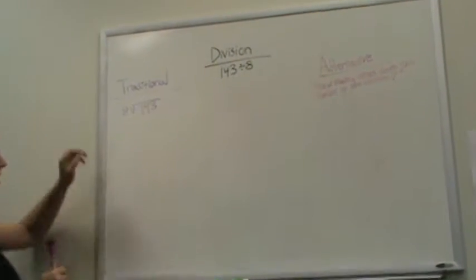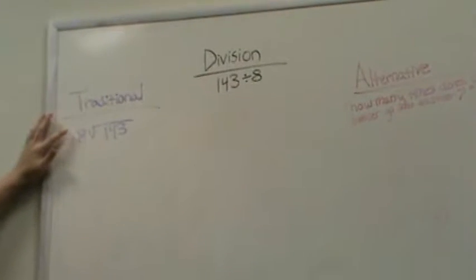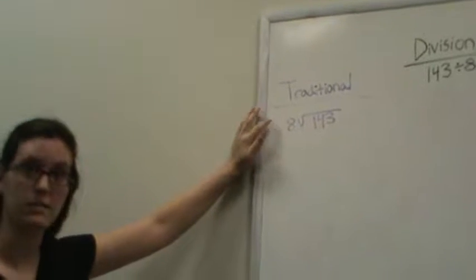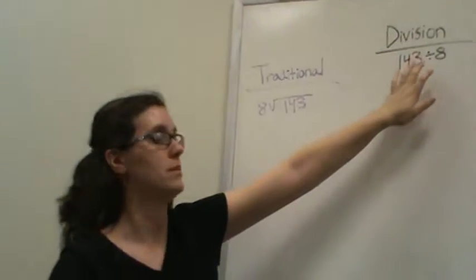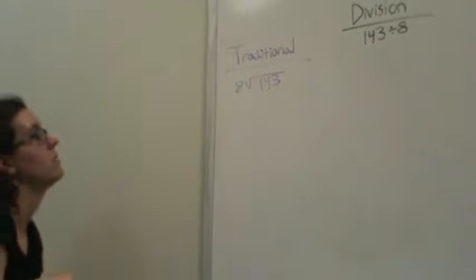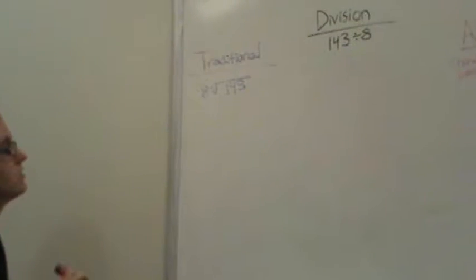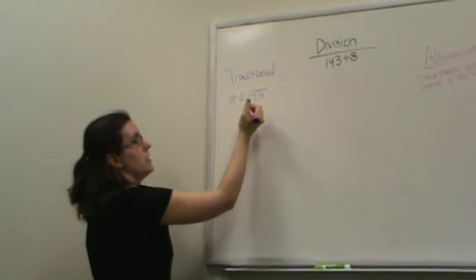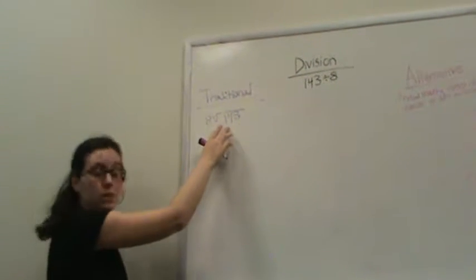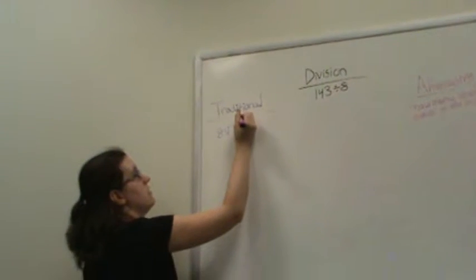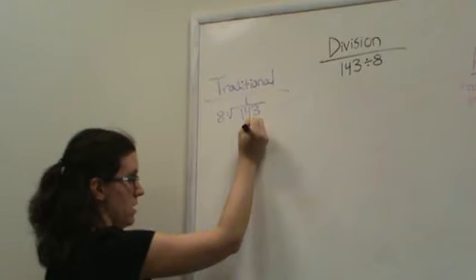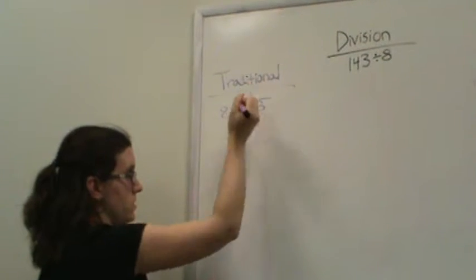So what I have on the board here is a traditional long division problem. I have 143 divided by 8, which I also have written up here. That helps. So we're going to try solving this together. I'm going to split it up a little bit. 8 into 14 one time. I'm going to carry my 8 down here because 8 times 1 is 8.